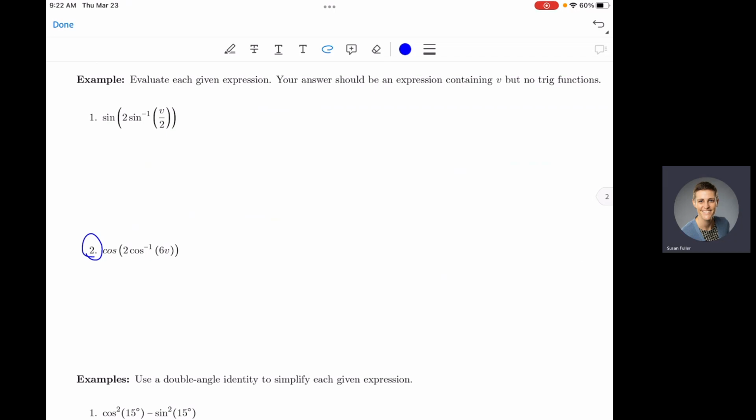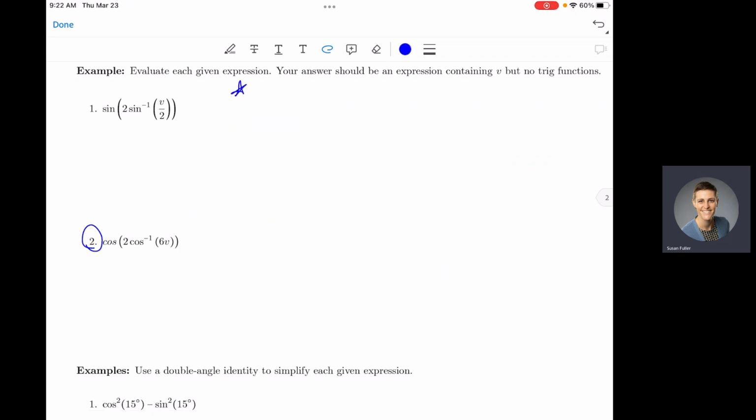So you had another example of this one with the variable in it. So we're trying to evaluate this expression. Your answer should contain v's, which is your variable, but it should not contain any trig functions at the end. And I'm going to tell you this on a test. Alex doesn't include it, but just for your benefit, it's going to be easiest to just assume that your variable is positive. It's just going to make your life a lot easier. So just assume that variable is positive.